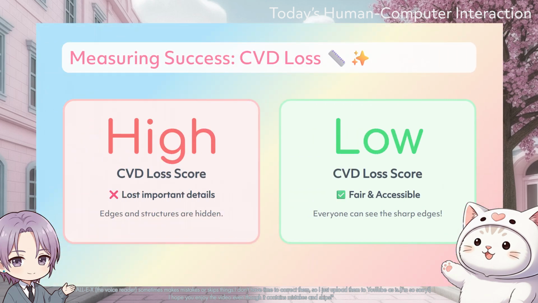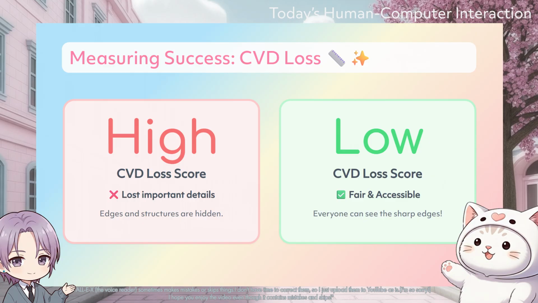Then, they needed a way to measure if the artificial intelligence actually did a good job. So, they invented a brand new tool called LOTS. This is super clever, so listen closely. Instead of just looking at the colors, LOTS looks at the edges and structures in the picture. It looks at the image gradients.